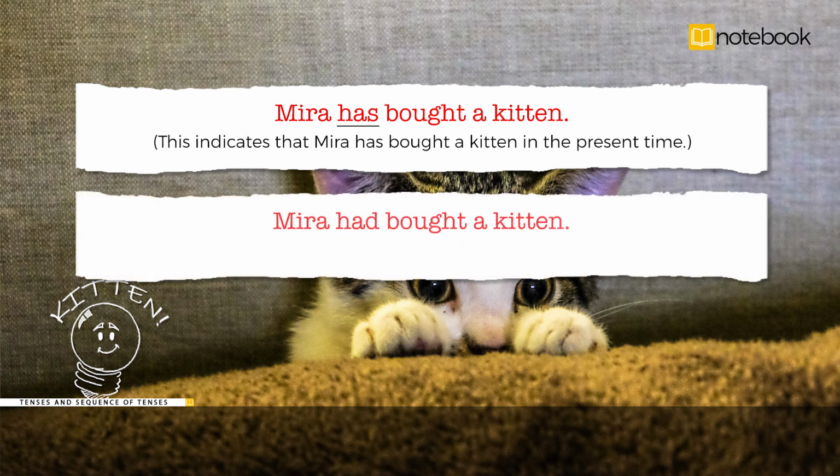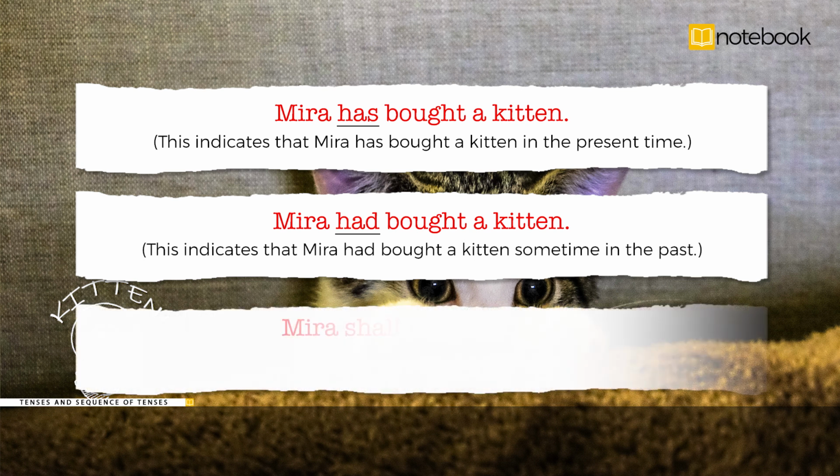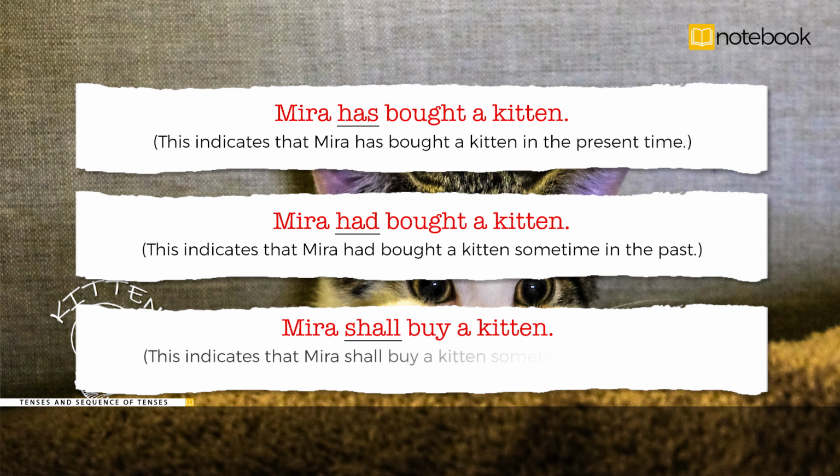Meera had bought a kitten. This indicates that Meera had bought a kitten sometime in the past. Meera shall buy a kitten. This indicates that Meera shall buy a kitten sometime in the future.